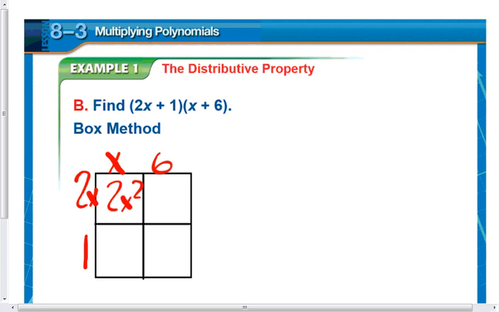We have a question. Okay. So how do you know to put 2x right here and only x there, and 1 here and 6 there? How do you know what to put on the sides? To know what to put on the sides, you want to get the first term of each binomial, the first one in each set of parentheses.